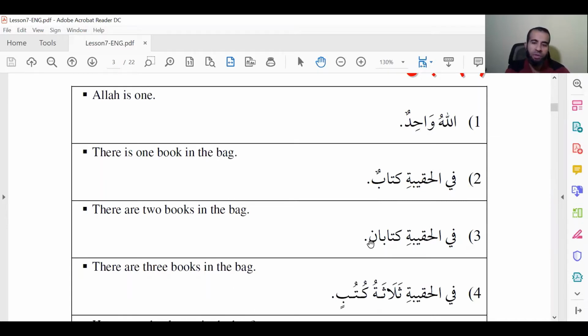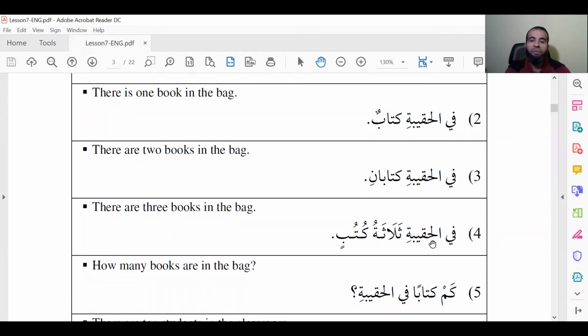3. في الحقيبة كتابان. 2 books. We cannot say اثنان كتاب or اثنان كتابان. No. It can only be كتابان. It's مثنى dual. كتاب plus an becomes مثنى. As you notice, مثنى is similar to اثنان. So here in the bag, 2 books. في الحقيبة كتابان.